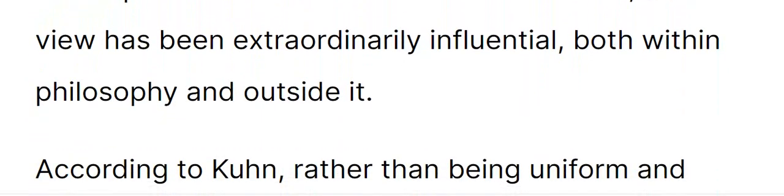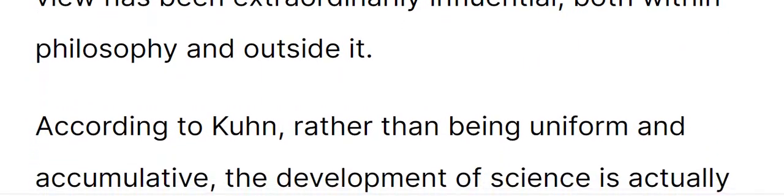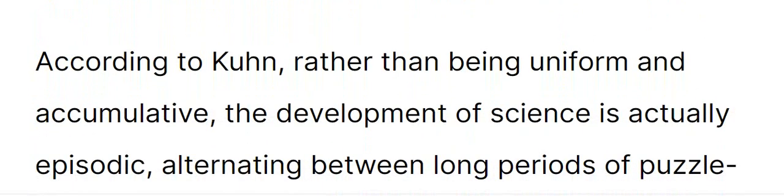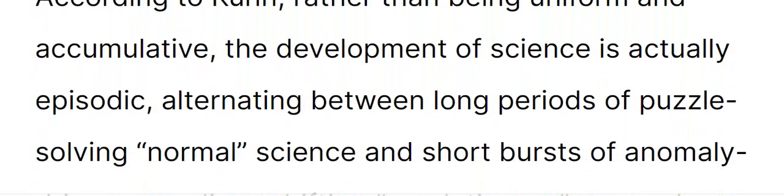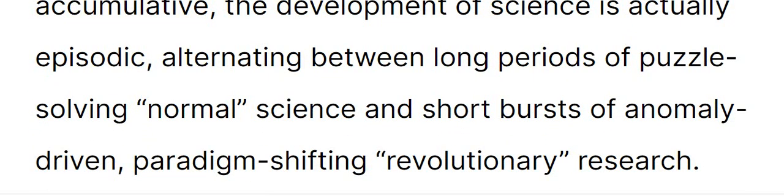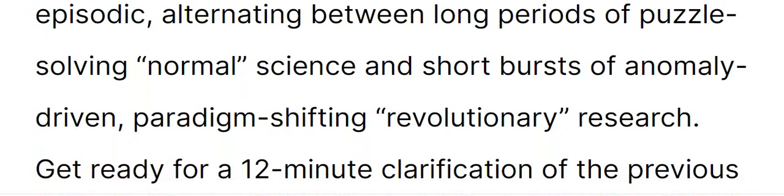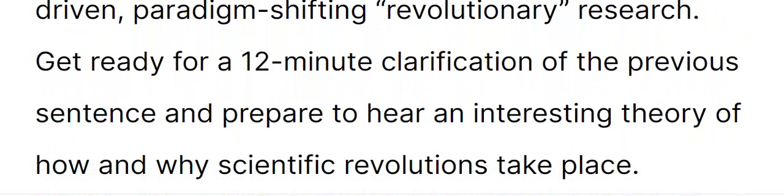According to Kuhn, rather than being uniform and accumulative, the development of science is actually episodic, alternating between long periods of puzzle-solving normal science and short bursts of anomaly-driven, paradigm-shifting revolutionary research. Get ready for a 12-minute clarification of the previous sentence, and prepare to hear an interesting theory of how and why scientific revolutions take place.